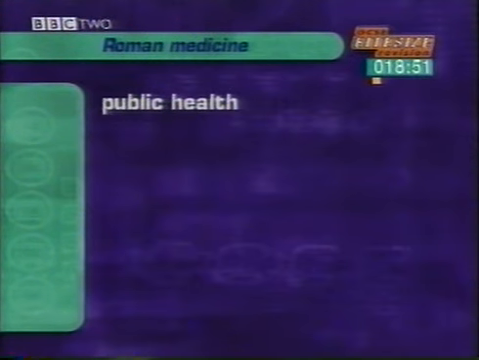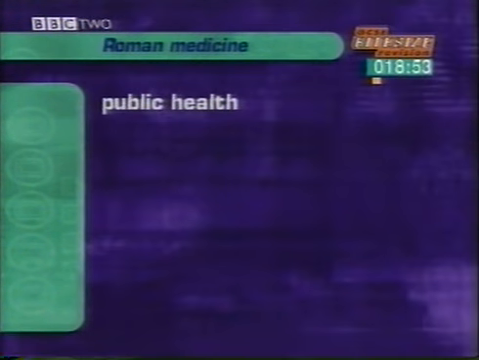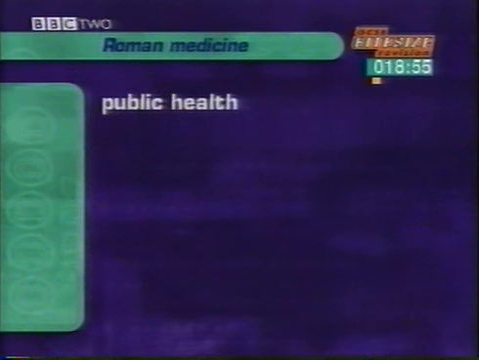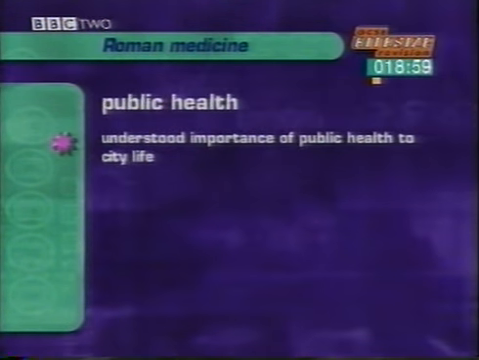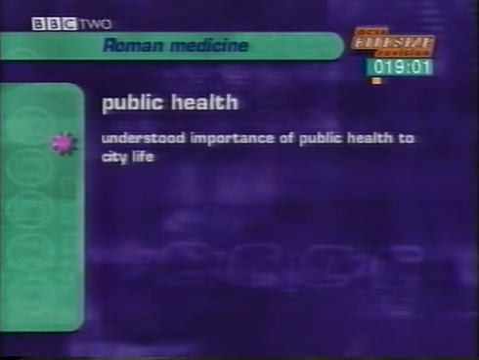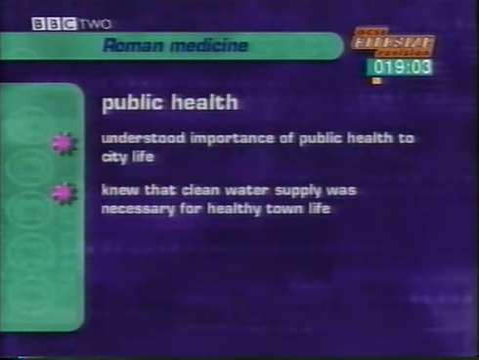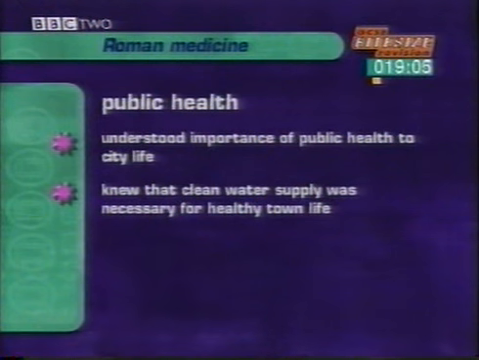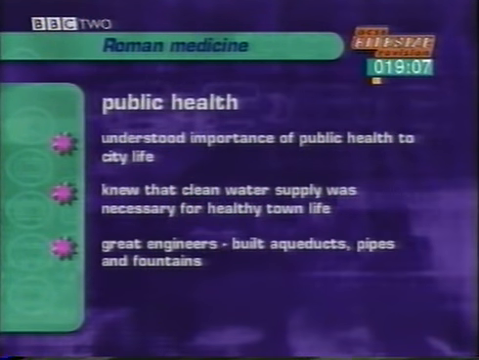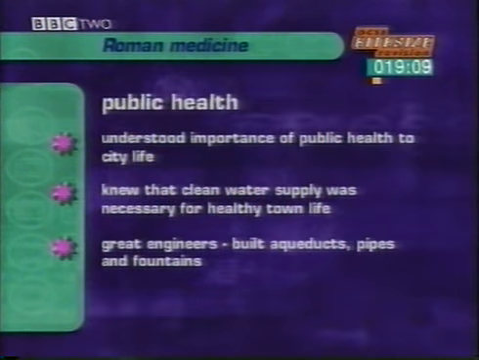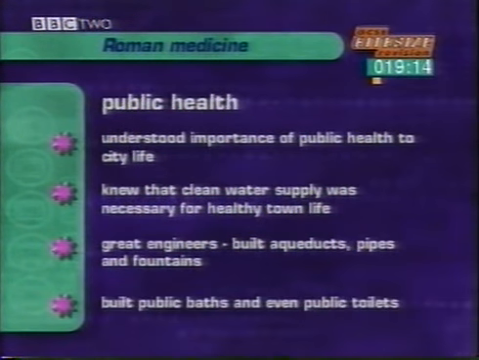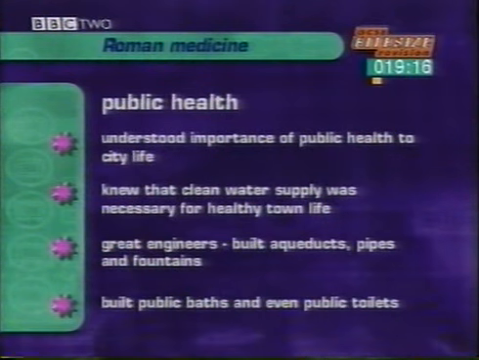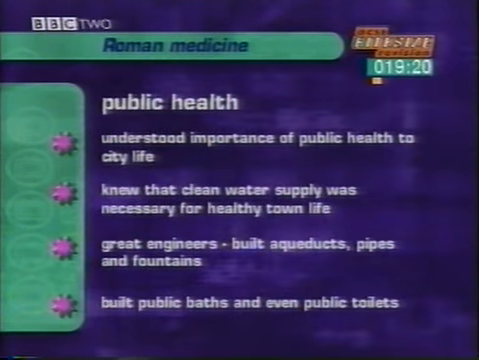The Romans were practical, and their approach to medicine was based on observation and common sense. They were city dwellers and understood the importance of public health to city life. For example, they knew that a clean water supply was necessary for a healthy town life. They were great engineers and built aqueducts, pipes and fountains to lead water from the mountain springs into the cities. Public baths were used for social relaxation as well as to keep clean. They even built public toilets flushed by running water.